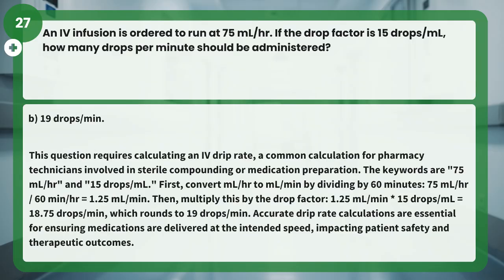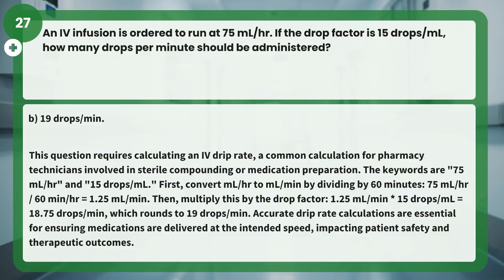Answer B. 19 drops/min. This question requires calculating an IV drip rate, a common calculation for pharmacy technicians involved in sterile compounding or medication preparation. The keywords are 75 milliliters per hour and 15 drops/mL. First, convert mL/hr to mL/min by dividing by 60 minutes. 75 milliliters per hour divided by 60 minutes per hour equals 1.25 mL/min. Then multiply this by the drop factor. 1.25 mL/min times 15 drops/mL equals 18.75 drops/min, which rounds to 19 drops/min.